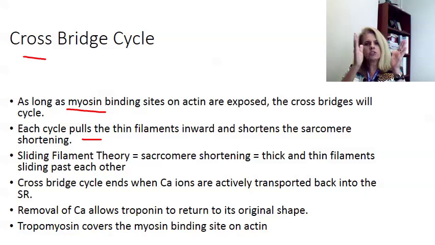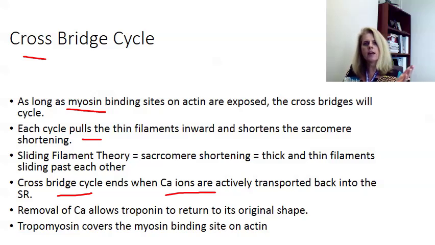So as each sarcomere shortens, remember, a muscle fiber is made up of a lot of sarcomeres. So as these sarcomeres shorten, the entire muscle fiber shortens. And if a lot of muscle fibers shorten, the muscle shortens, and you get contraction. These cross-bridge cycles will continue as long as you have calcium in the cytoplasm. It will end once calcium is transported back into the sarcoplasmic reticulum.